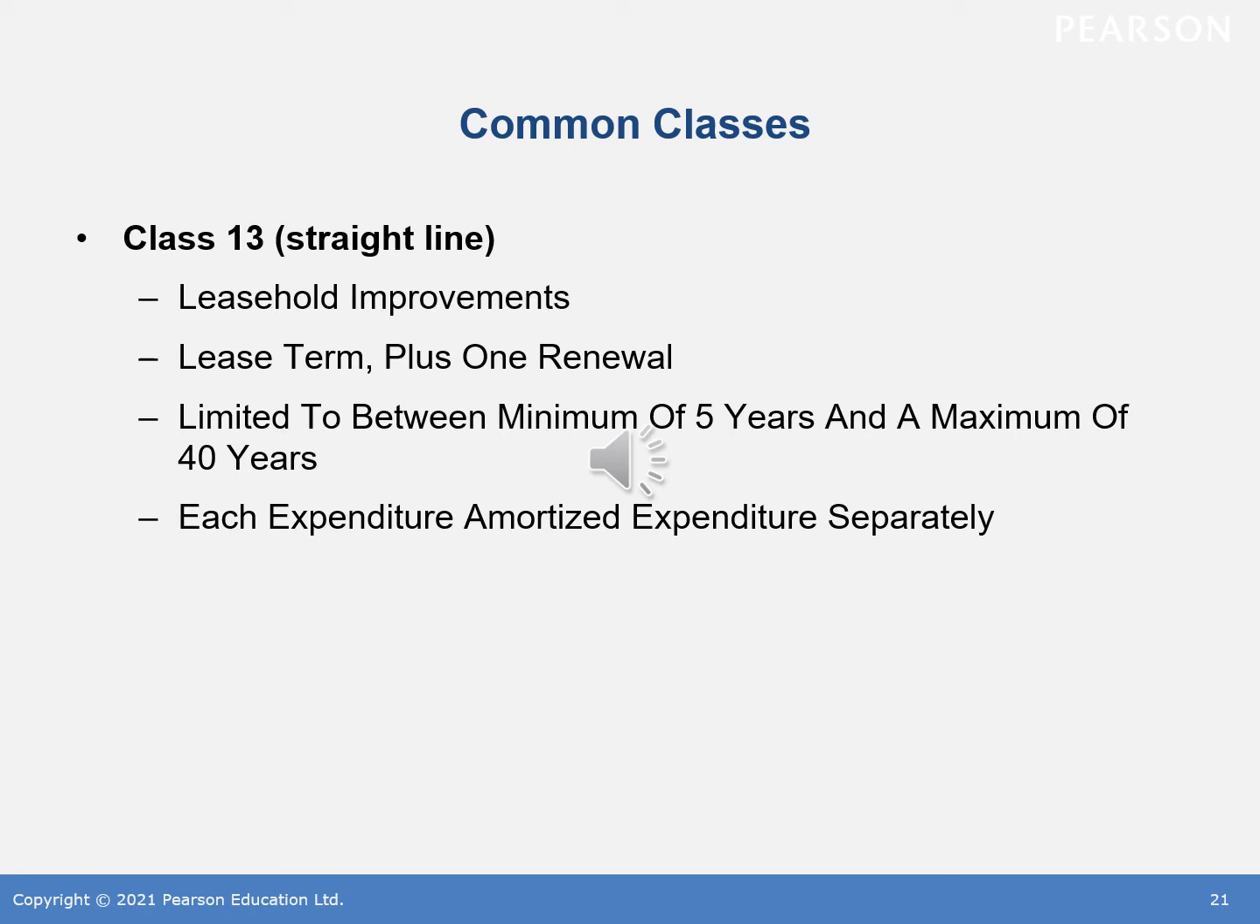Class 13, as we mentioned earlier, is one of these straight-line classes. It's for leasehold improvements, and it's always amortized over the lease term plus one renewal. So if you had a lease that's, say, a 5-year lease plus another 5-year renewal, you would amortize those items over a 10-year period. The range for these leasehold improvements must be between 5 and no more than 40 years. And each expenditure has to be amortized separately within the class.